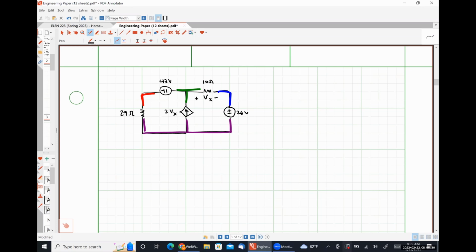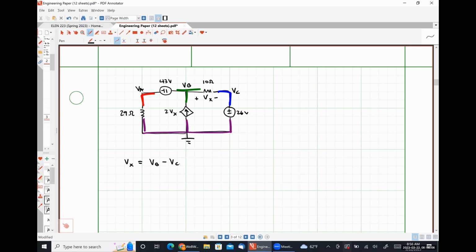Purple. All right. So let's call this VA, VB, and VC. What's my controlling variable relationship going to be? Vx is equal to VB minus VC. I agree. That's the only controlling variable we have, so we're done.